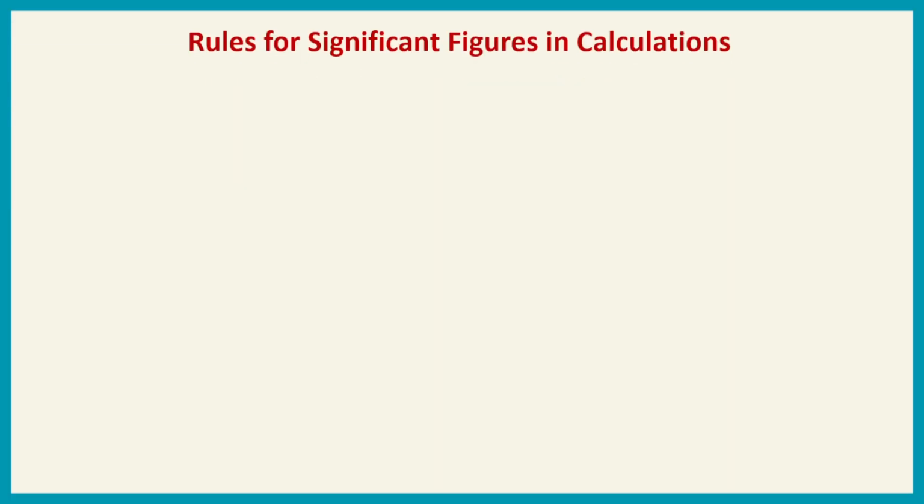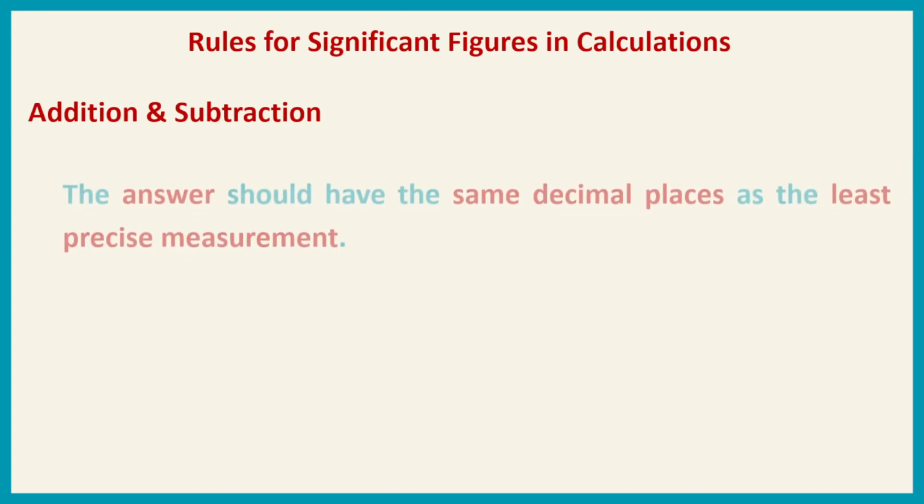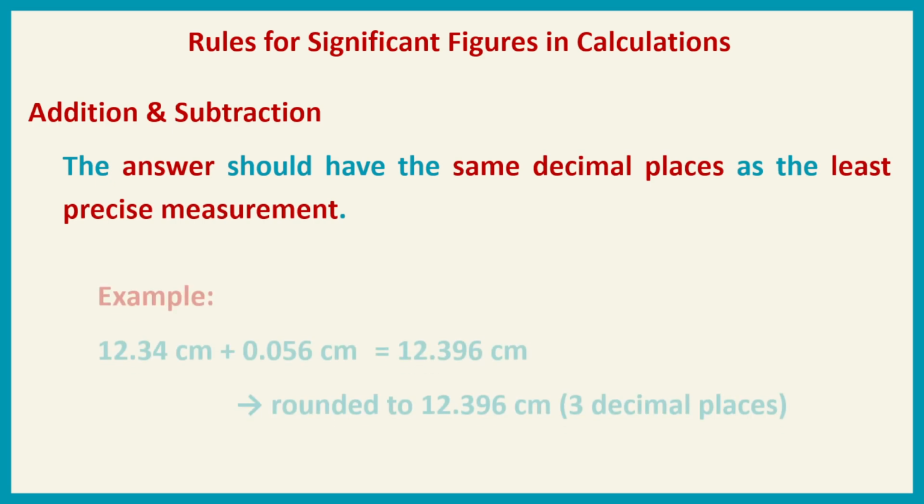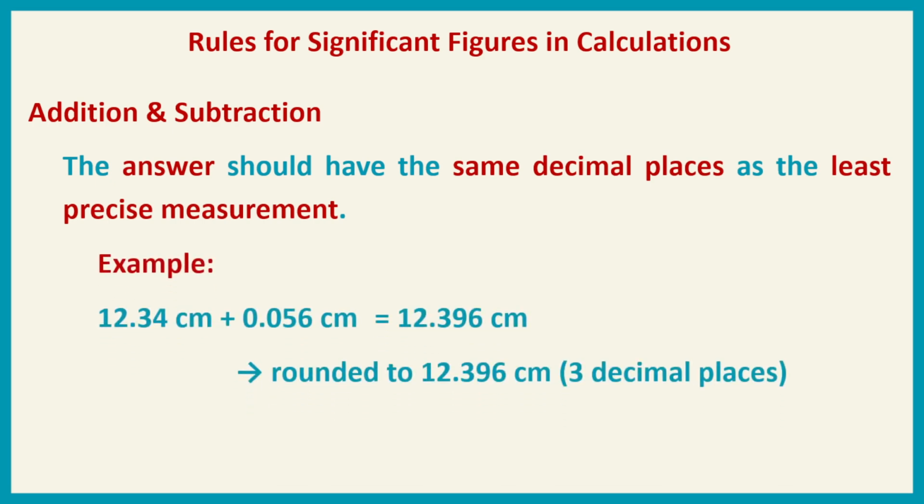Rules for significant figures in calculation. Addition and subtraction: the answer should have the same decimal places as the least precise measurement. For example, 12.34 cm plus 0.056 cm is equal to 12.396 cm, as the least precisely known number is 0.056, which is reported up to 3 decimal places.